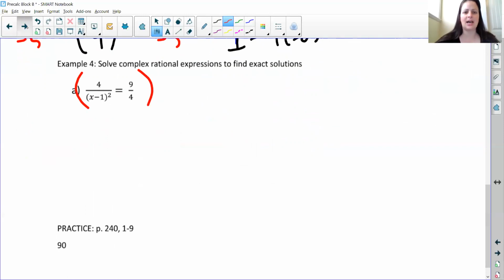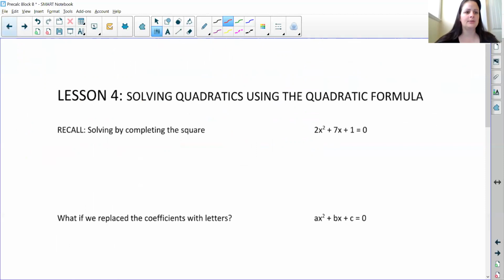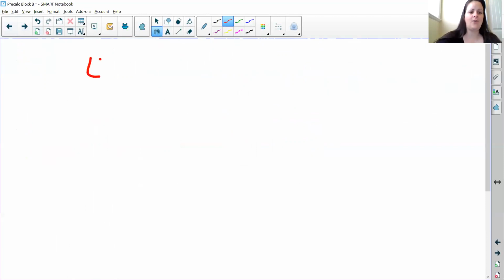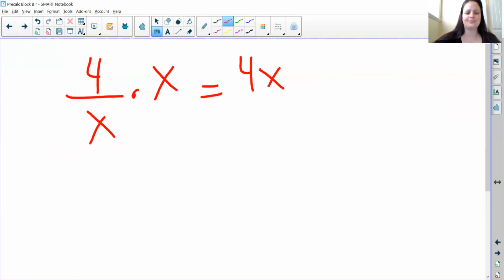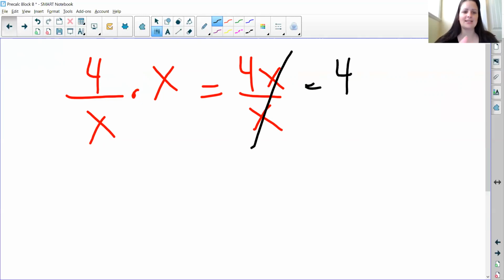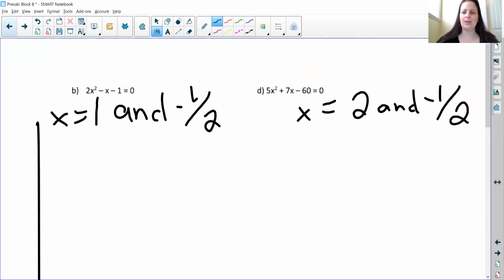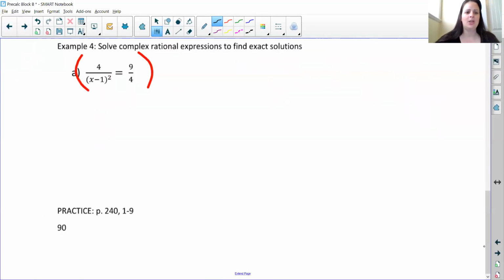So I'm just going to do an aside for a crash course here. If you have 4 over x and you multiply it by x, that will equal 4x over x. And what happens to the x's? They cancel out and leave you with whatever is on the top. So we're going to apply that same idea with these rational equations. We're going to multiply it by everything, and we can do this as long as we do it to both sides of the equation.